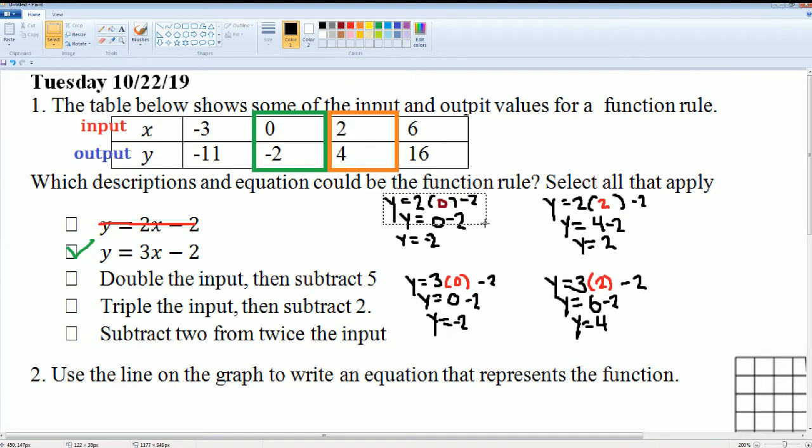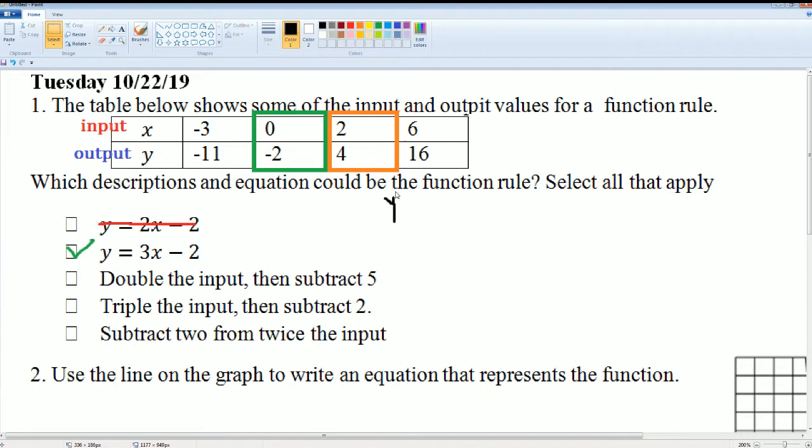I'm going to erase this work because I need the room. Double the input, then subtract 5. So the input here was 0, so your x was 0. If I double it, it becomes 0. Then I subtract 5, it becomes negative 5. Does that equal negative 2? Nope, so that makes no sense.